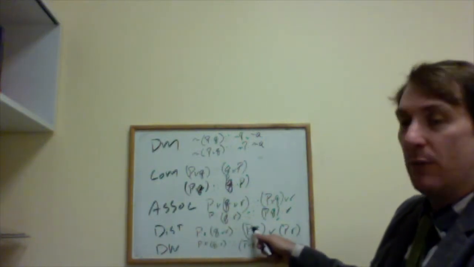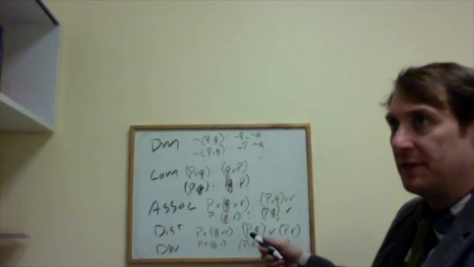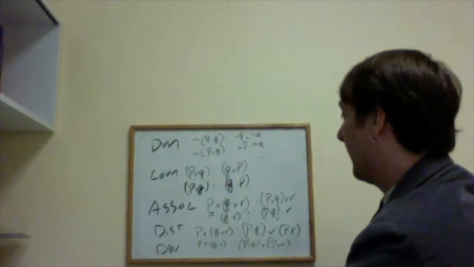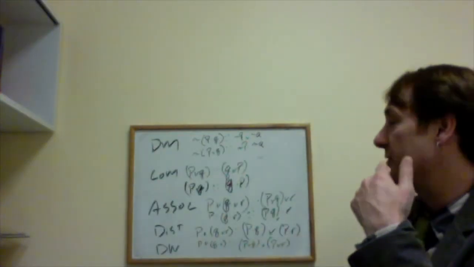One thing I see students struggle with a lot of times is that they'll start with a sentence like P dot Q wedge P dot R, and they won't see that they can pull the P out, so to speak, and get P dot Q wedge R, which is important if you want to get P on a line by itself. This is a way to do that. And again, if you want to verify this with truth tables, you can.